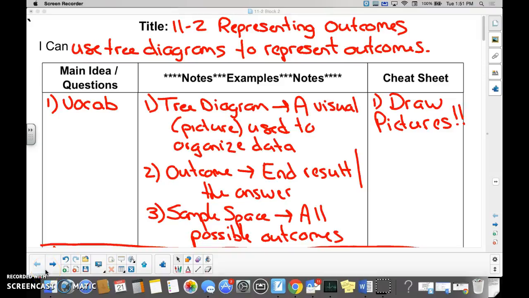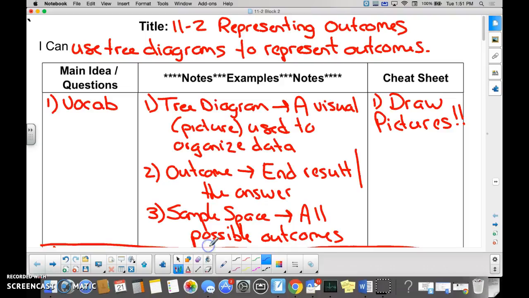11.2 representing outcomes. I can use tree diagrams to represent outcomes. Thank you, Nor. Can you all use tree diagrams to represent outcomes? Yeah! I know this is the second day of the lesson, but what do we call all possible outcomes? Sample space. So when we're looking at all of the different outcomes, we're talking about the sample space, and it even says right there, all possible outcomes.